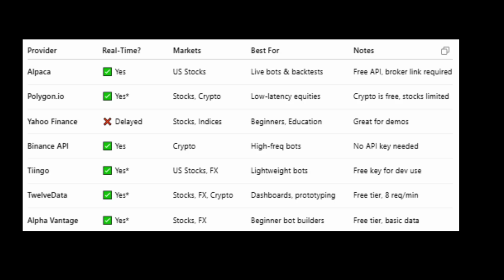Then we've got Polygon.io, good for stocks and crypto, but limited in stocks. Yahoo Finance, it's delayed data, so you've got to be aware of that, but it's not bad for backtesting if you want to get a data set in there. Good for stocks and indices, beginners and education. It's really easy to get hold of the data through an API in Python.